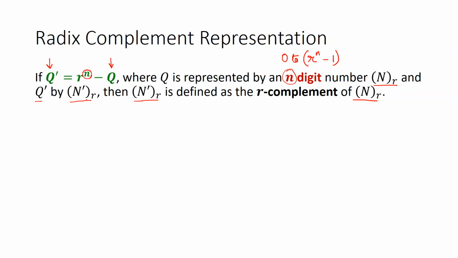This number N dashed in radix r is defined as the r complement of N in radix r. It is simply a definition. We just note that if there is a relationship between the quantities like this, then the number that would represent q dashed would be called the r complement of the number that would represent q, when the relationship between q dashed and q is like this.